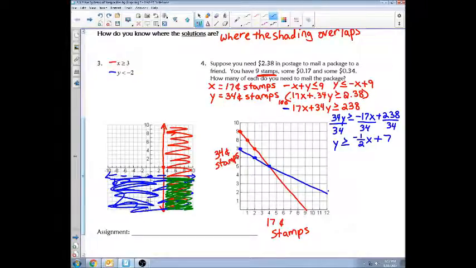Now, I need to figure out where to shade this in order to figure out my solution set or my possibilities of how many stamps I would need and of what type. So for my first inequality, which is y is less than or equal to negative x plus 9, which is our red line, it's going to be less than our red line, so everything below that. For our second, which is our blue line, it's going to be greater than, so it'll be above the blue line.